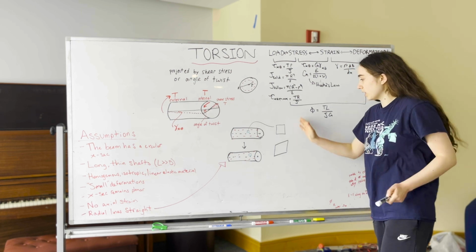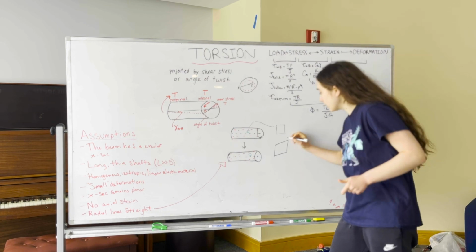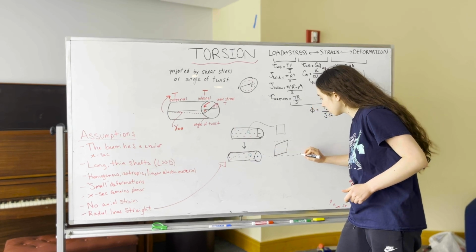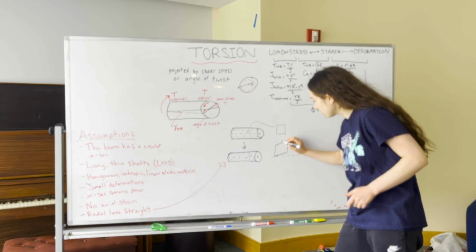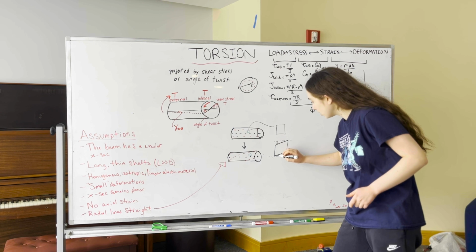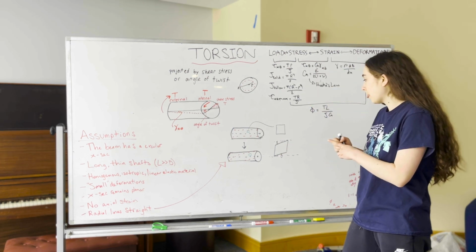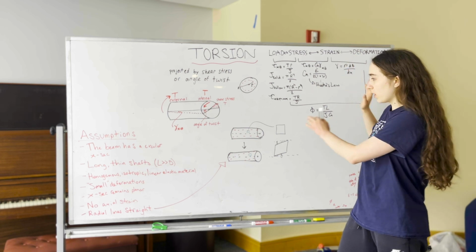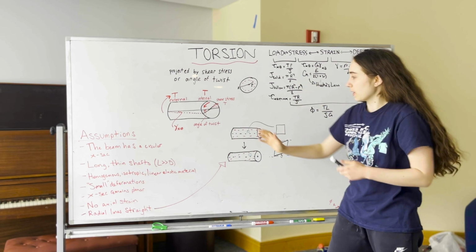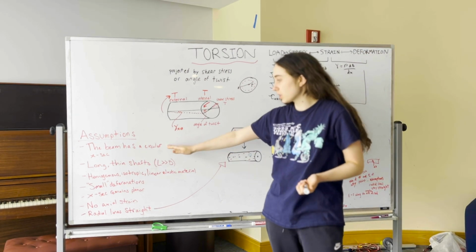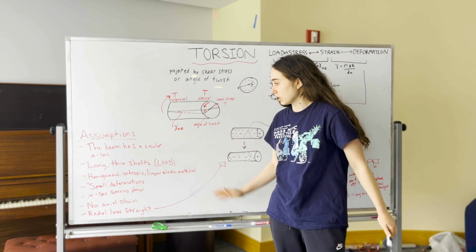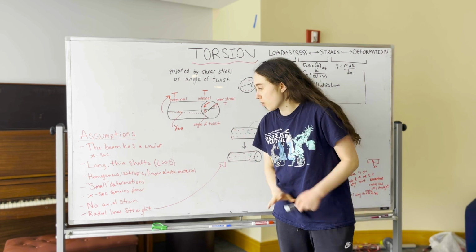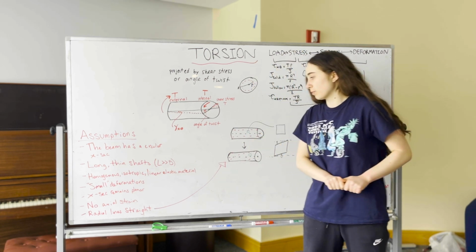You can see the difference here is that shear component. These two shears here and here. And when you look at the equations, my assumptions here are that the beam is circular along the x-section, and it's a long, thin shaft. It's a homogeneous, isotropic, linear elastic material.